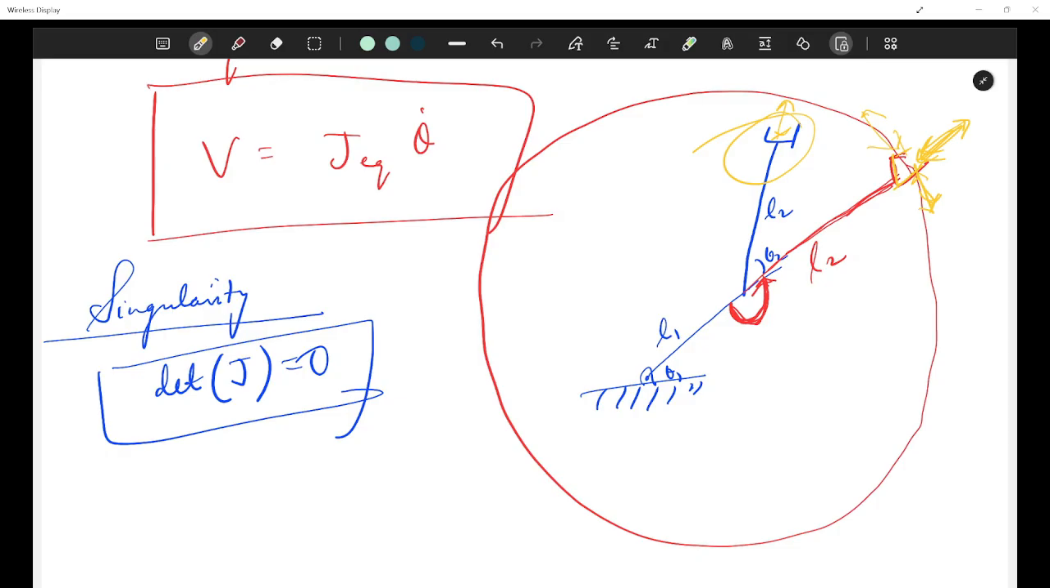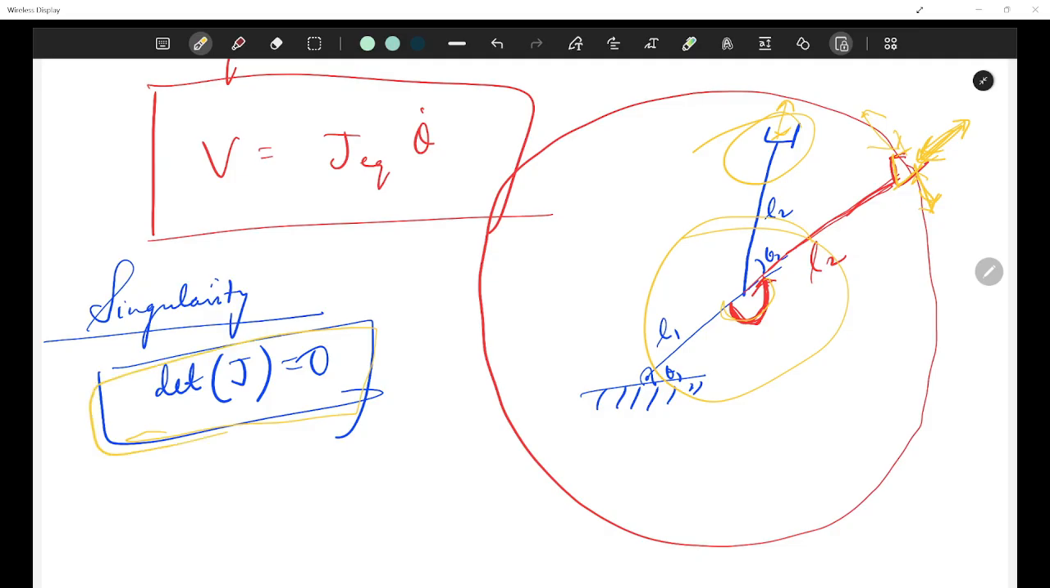What if there are more number of links? Is it easy to visualize? No, right? If there is a robot with let's say 5 links and 5 joints, would you be able to visualize this? No, because it won't happen only in this case of stretching. There are many cases for that robot in which this situation will occur. And how do we talk about that? How do we figure out if such case is happening? That can be figured out with the help of this.